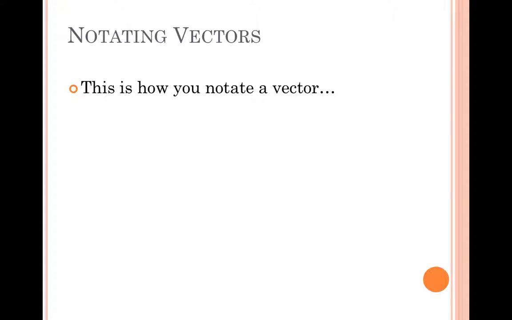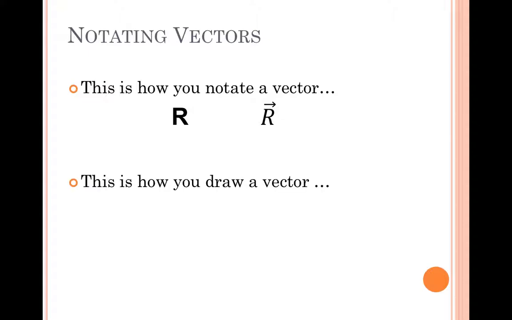Okay, when we notate vectors, typically you see it with a bold R or an R with an arrow vector over it. But be flexible about that. Sometimes you just have to realize that you're talking about a vector. But typically, you can expect to see this kind of notation when you're dealing with a vector.